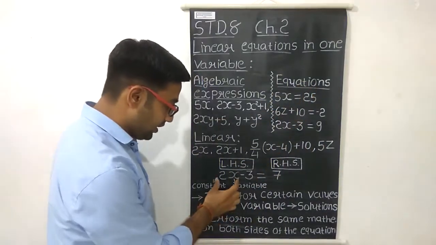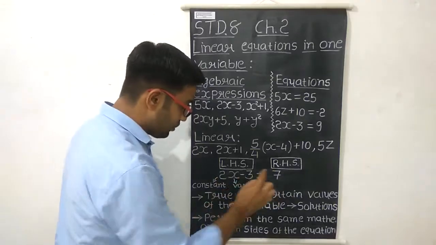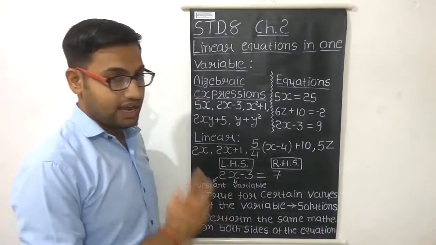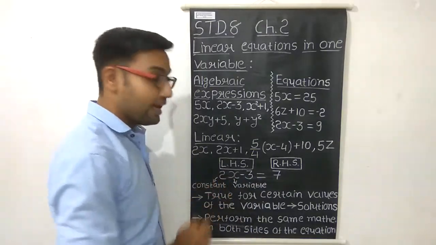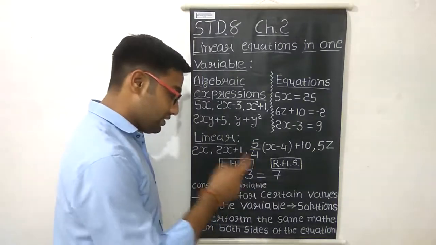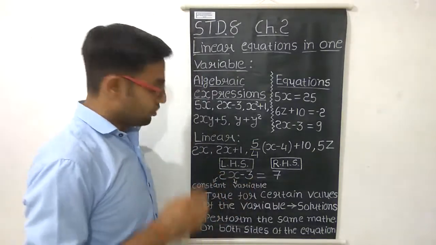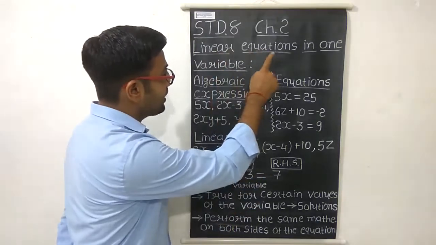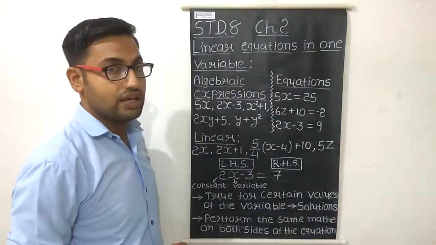One example is 2x minus 3 is equal to 7. You can notice that there is only one variable, that is x. Also the power of x is 1. Is there an equal sign? Yes. So now we can say that it is a linear equation in one variable.